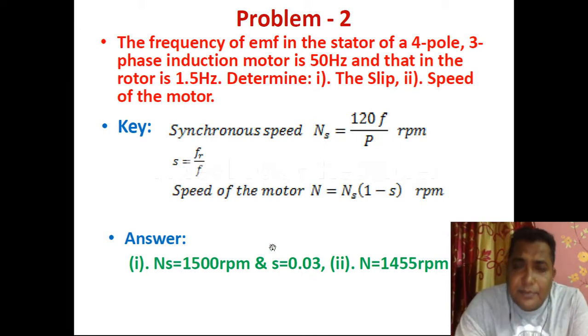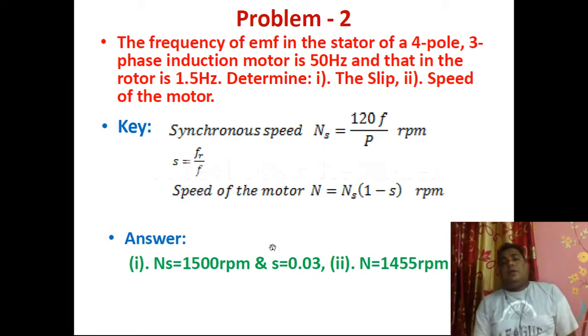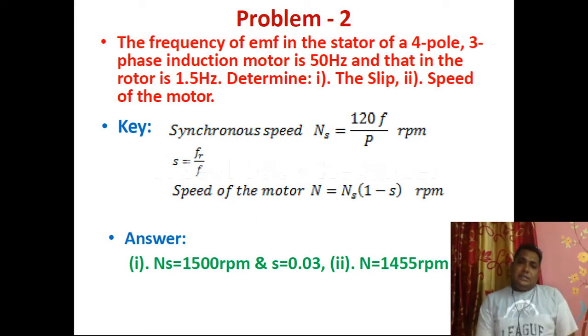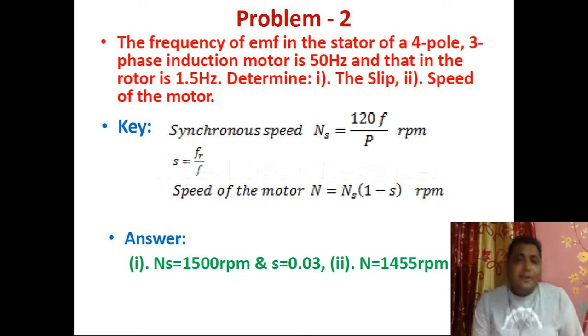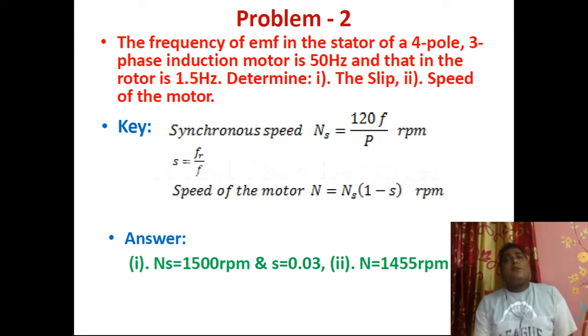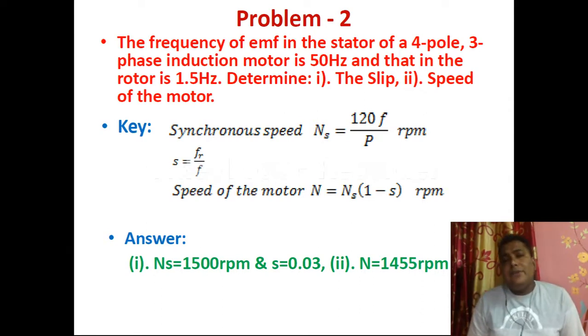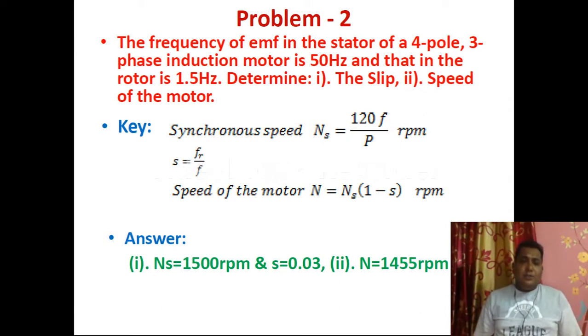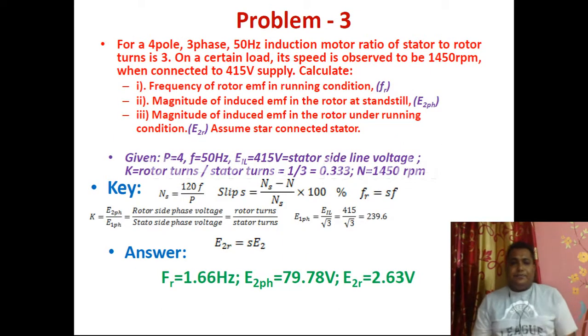Okay, and so now we know the Ns, we know the slip. So can we find out the speed of the motor? Yes, we can find out. The same formula, N is equal to Ns into (1 minus S). So if we put the values, every value is known, we can find out the answer. Okay, coming to the next.